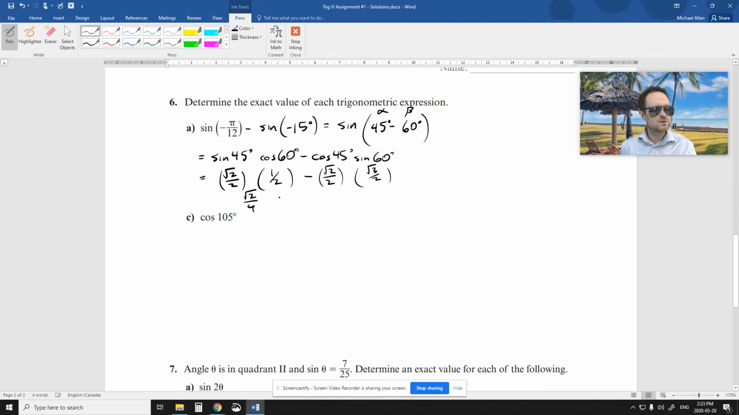There's a minus sign between them. Root 2 minus root 6 over 4. That's it. You can't group those together. They're done. So that's the answer for that one.